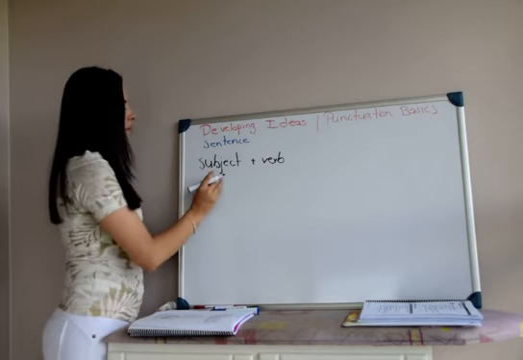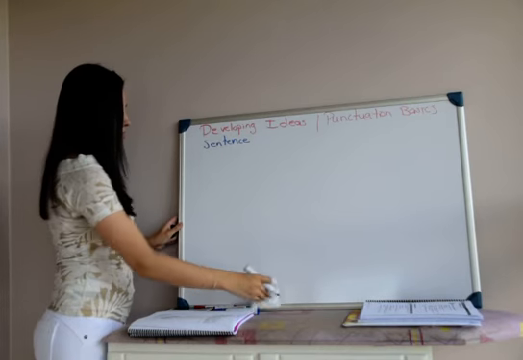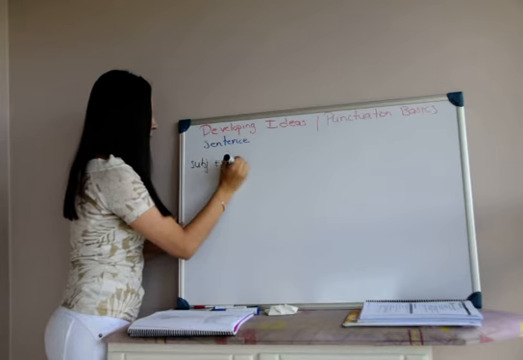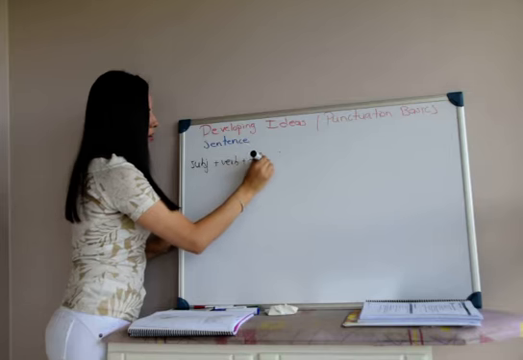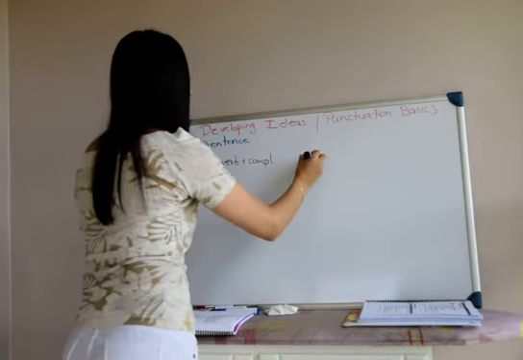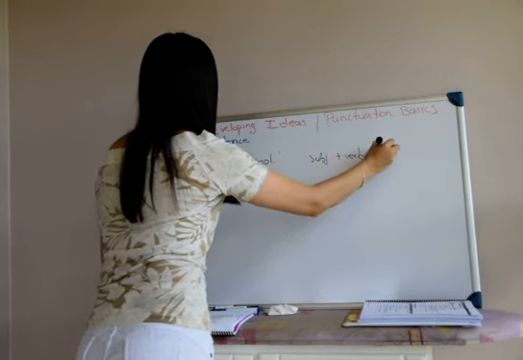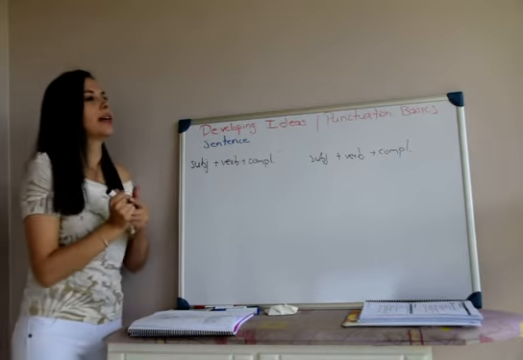So we have here subject plus clause. Let me change this to make it small. We have subject plus verb plus complement. That is one complete sentence. And then we have subject plus verb plus complement. That is a second complete sentence.